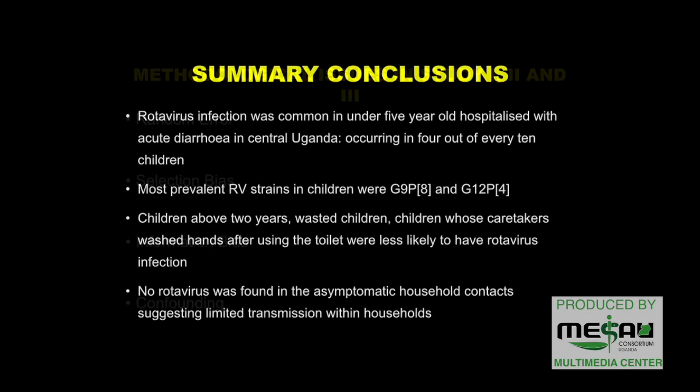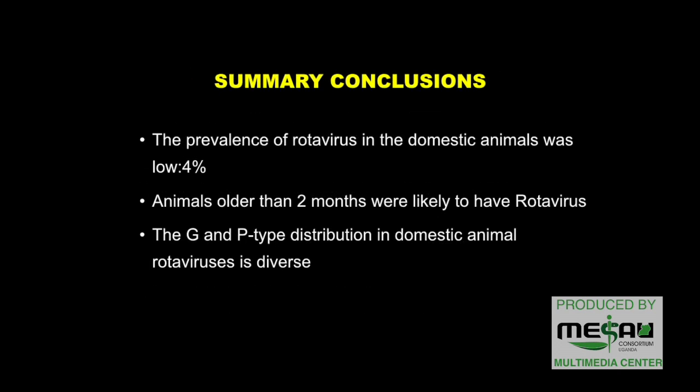So in summary, the conclusions from this study are: rotavirus infections were common in under 5-year-old children hospitalized in central Uganda, occurring in 4 out of every 10 children. The most prevalent strains were G9P8 and G12P4. Children above 2 years, wasted children, and those who started washing hands after using the toilet were likely to have rotavirus infection. And we found no rotavirus in the asymptomatic households, suggesting that probably there is limited transmission within the households we studied.